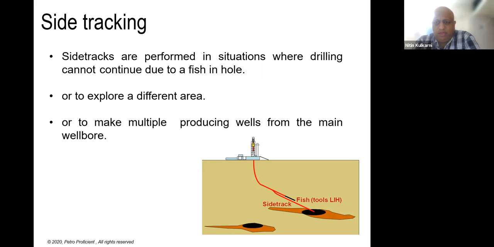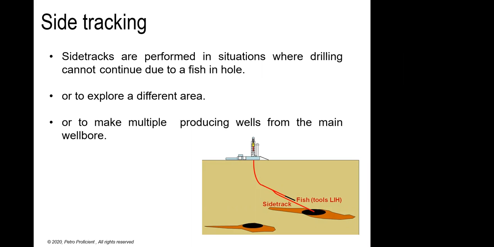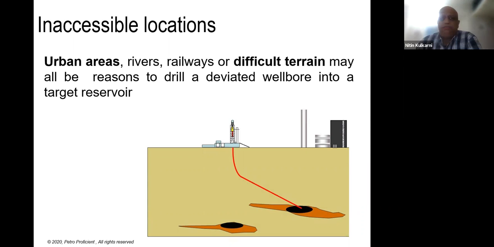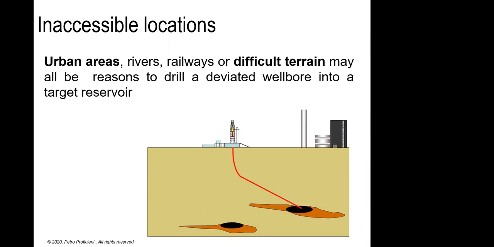So the main requirement for a directional well is that, for example, if you have an urban area, a railway system, or a difficult terrain, as you can see in the image, they're considered inaccessible locations. And with that, you might find it difficult to drill vertically, because you already have buildings, or a river or anything like that, where it's not possible to locate a rig. So then you have to drill a directional well.